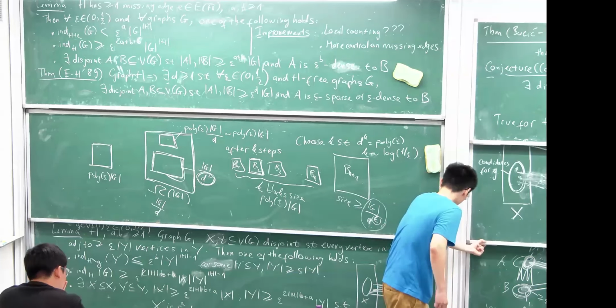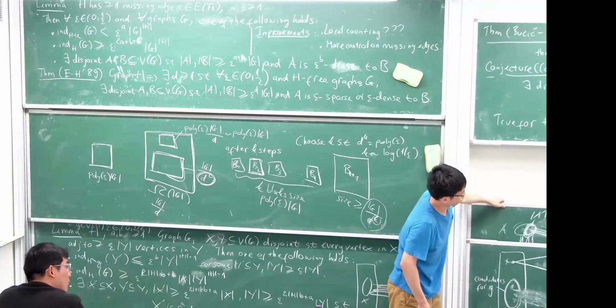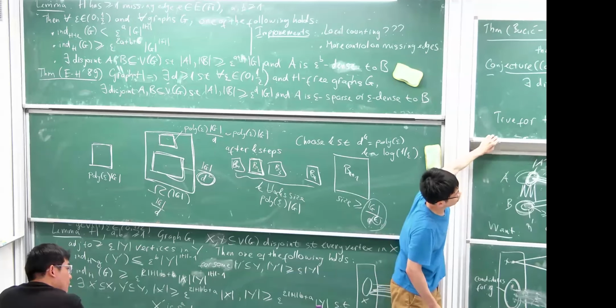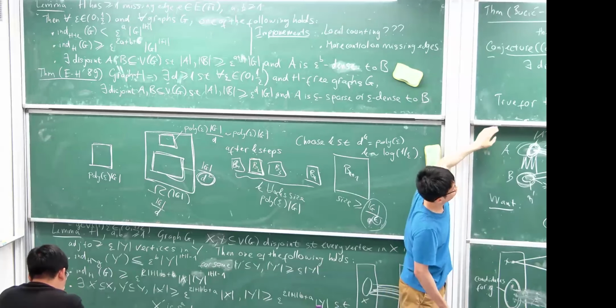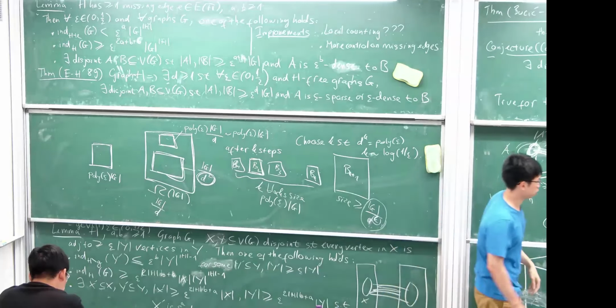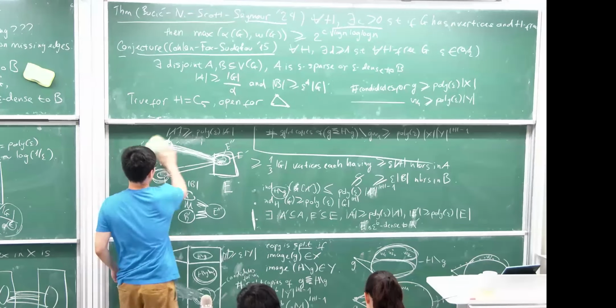So now, the statement that we're really trying to aim for here is not going to be the Conlon-Fox-Sudakov conjecture. It's something else, which is exactly this. So let me try to write it down carefully.